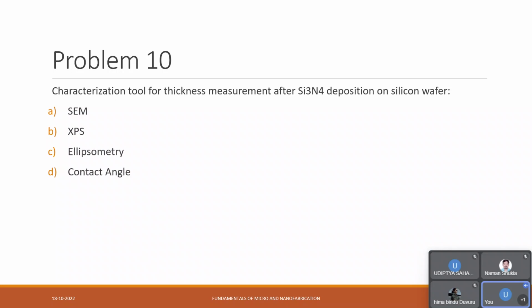So this is a question on how thickness measurement is done. Suppose you have deposited silicon nitride on a silicon wafer. Which of the following is a go-to tool that is usually used for measuring the thickness?